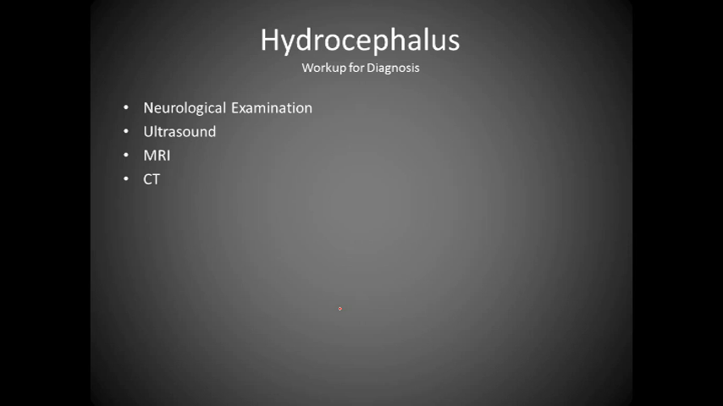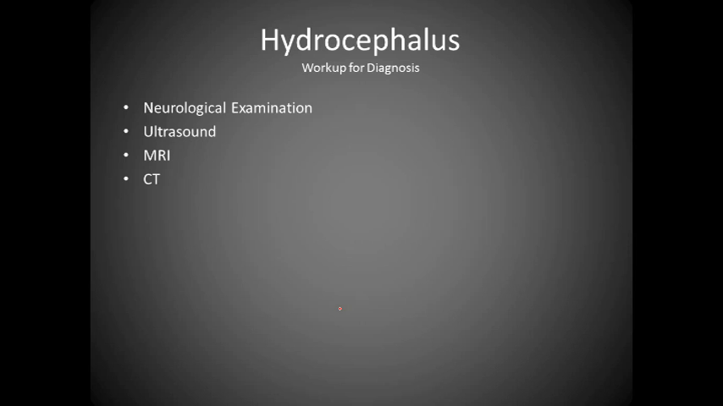So the workup for diagnosis of hydrocephalus, number one, is the simple neurological examination to see how well the patient is functioning, what kind of motor skills they have, and to see if there are any deficits. Another is ultrasound, which is up in the air in terms of whether it's effective, because based on the amount of tissue you have to penetrate to see hydrocephalus, it might be very difficult to get good images with ultrasound.